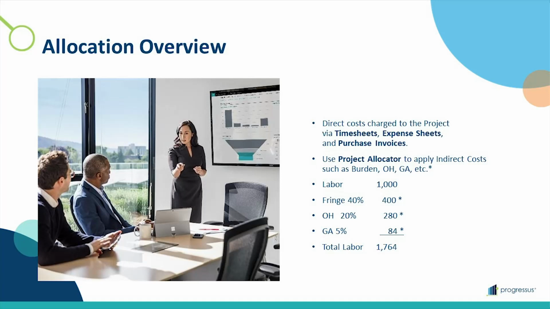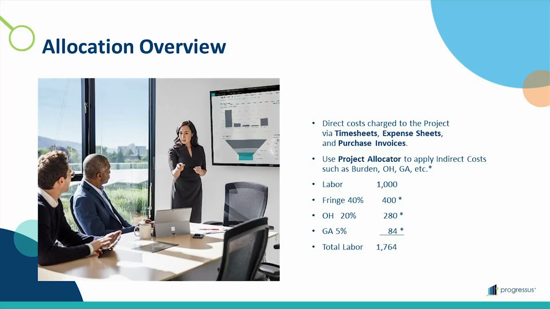The user has the ability to define the rate they want to use, such as 40%. And in this project allocator example, the three items with asterisks reflect dollar amounts that are going to be created, or can be created, by the project allocations. So the 40% on top of the $1,000 becomes $400.